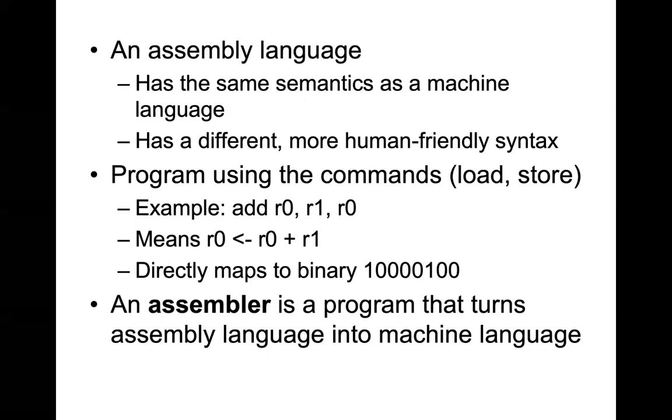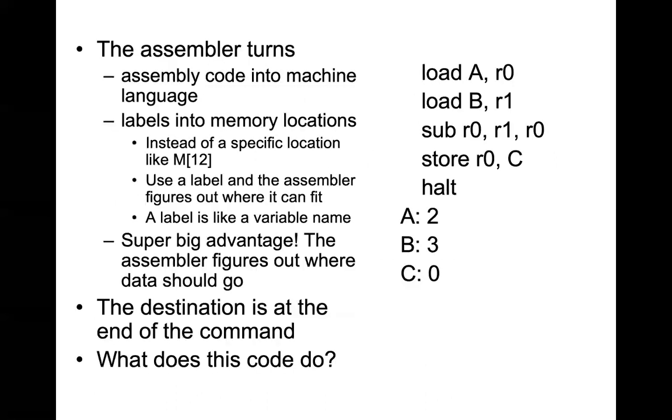Okay, so then the assembly language is this slightly higher level version of machine language that has a better syntax. And there's a program that we use called an assembler. The assembler is itself a program that turns assembly language into machine language. So let's look at how an assembler works. What does the assembler do? It turns assembly code into machine language instructions.